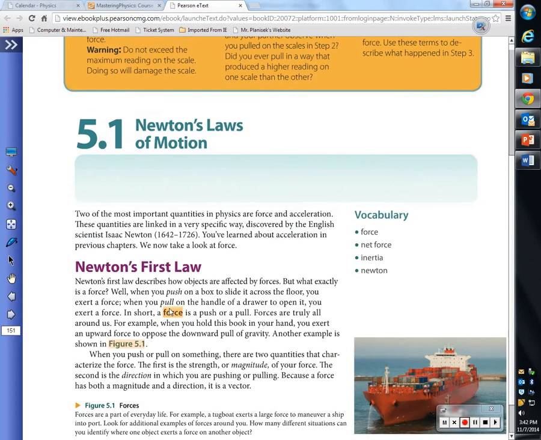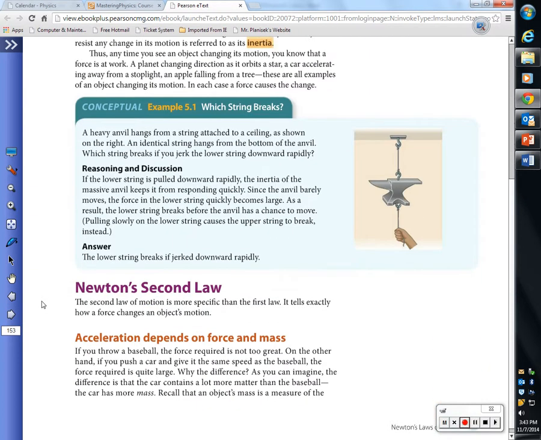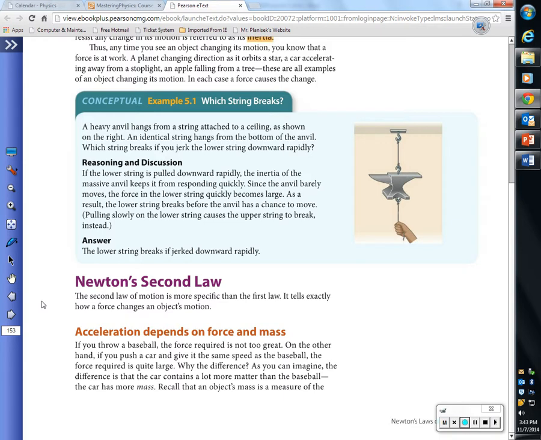Section 5.1 was about Newton's laws of motion, and we spent a lot of time analyzing and looking at examples of Newton's first law and Newton's second law. Newton's first law: inertia, things staying the same, things continuing to do what they are currently doing unless a net force acts on them. Then we went to Newton's second law. If Newton's first law deals with things remaining the same, Newton's second law deals with acceleration, with things changing.